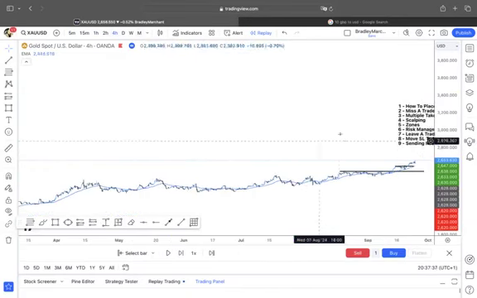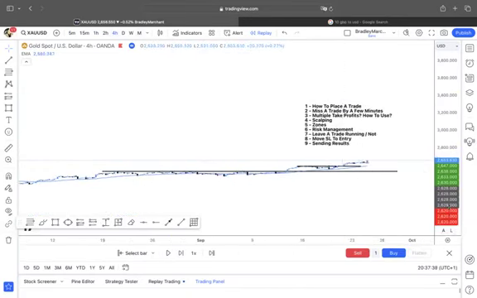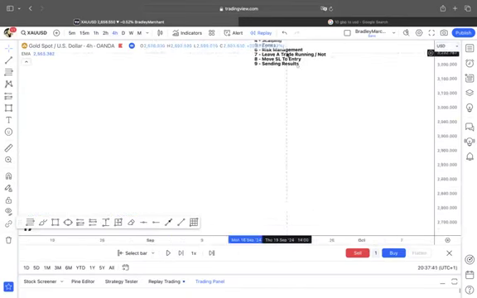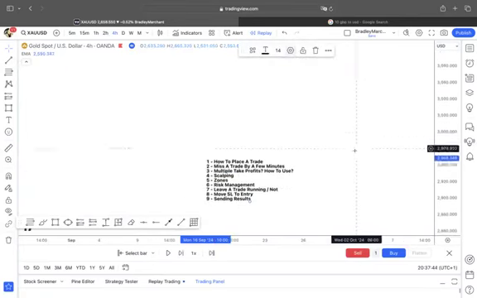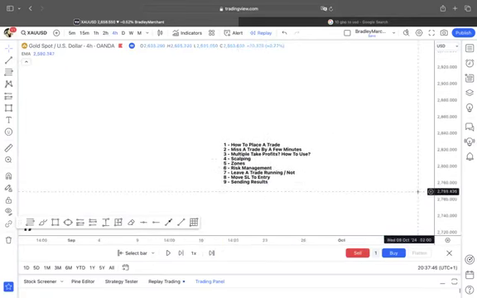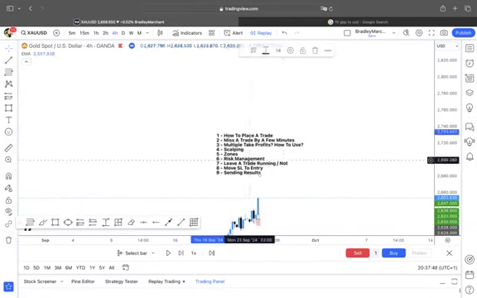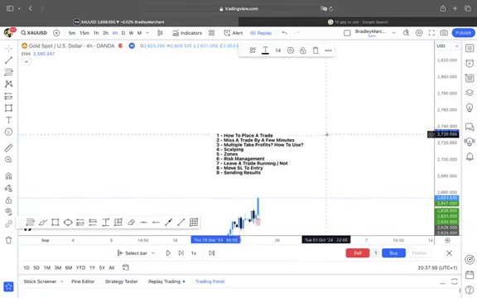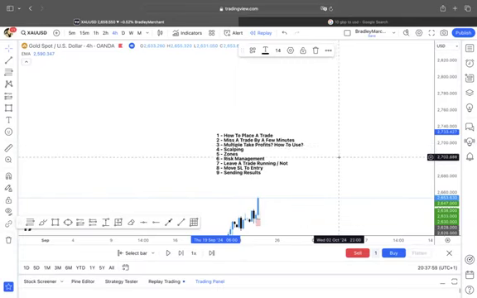Scalping zones, risk management, leave a trade running or not. There we go. So how to place a trade done, miss a trade by a few minutes, multiple take profits, how to use scalping zones, risk management.